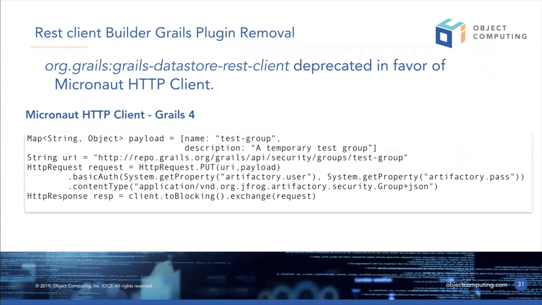By default, Micronaut assumes that you are working with JSON. We have methods for basic auth and for content type. So as you will expect, and as we discussed before in the example, you can either do an exchange or retrieve depending on whether you want the HTTP response envelope or not.